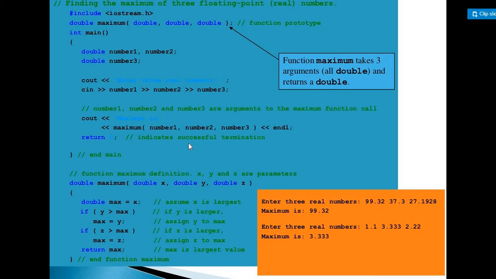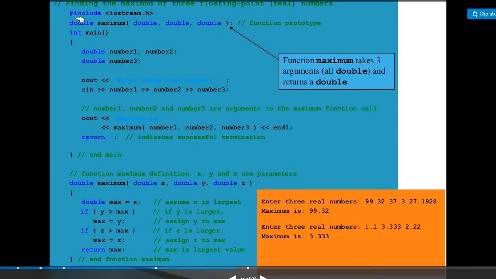This is how we calculate the maximum value for three input numbers using functions. You see the string that is double maximum. In main, there are three double numbers and you enter the values. This is the function call: maximum number one, number two, number three, and return.